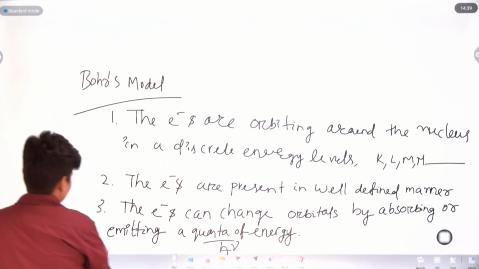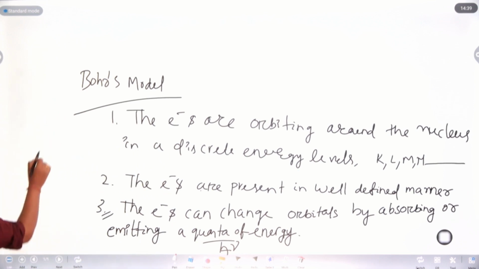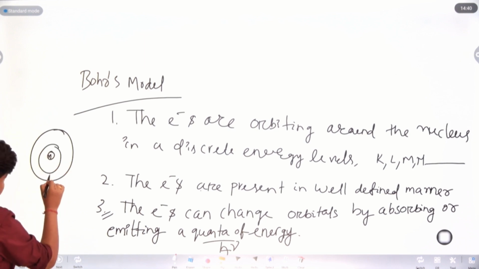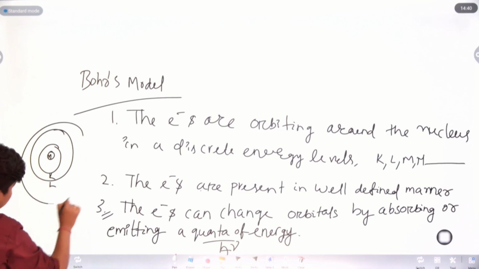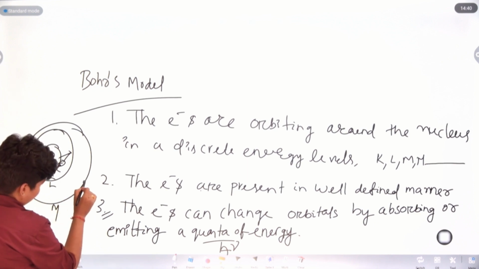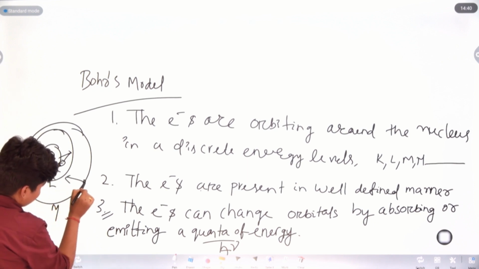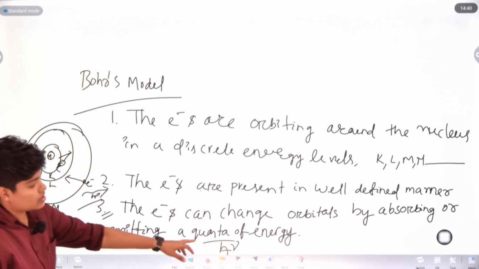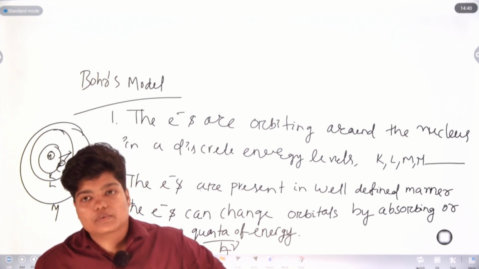Now the third one. See, this is the nucleus, and this is the K shell, this is the L shell, this is the M shell. The electron can jump from lower to higher orbitals by absorbing some energy, and the electron can go from higher to lower orbitals by emitting some energy, that is called a quanta of energy. These three postulates are given by Bohr.